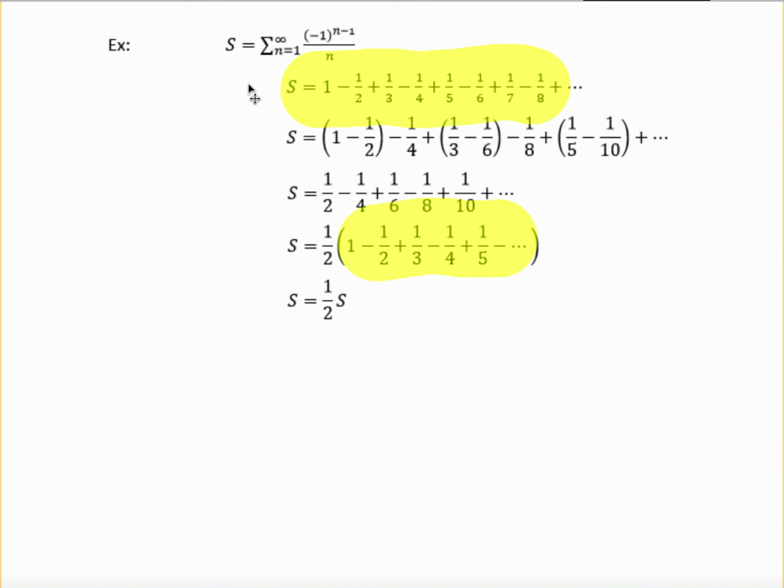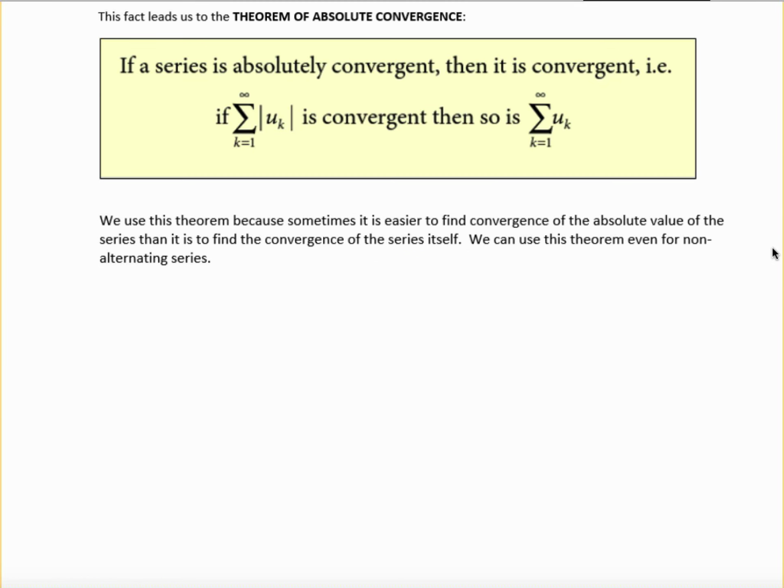So this was a conditionally convergent series. The order of these terms absolutely played a part in its convergence. Kind of cool. All right, so this fact leads us to the theorem of absolute convergence. If a series is absolutely convergent, then it's convergent. So what that means is basically if the absolute value converges, so does it without its absolute value.